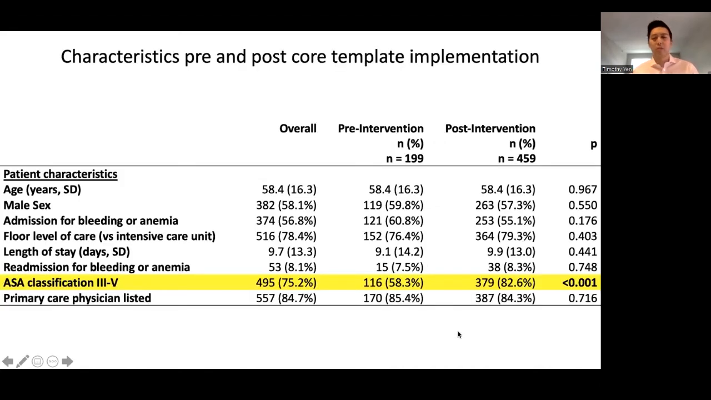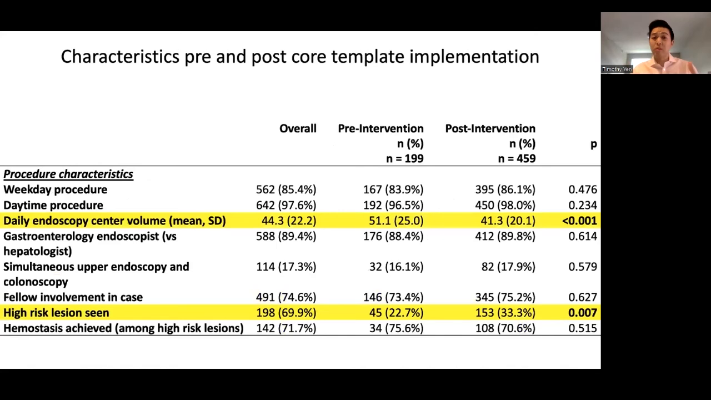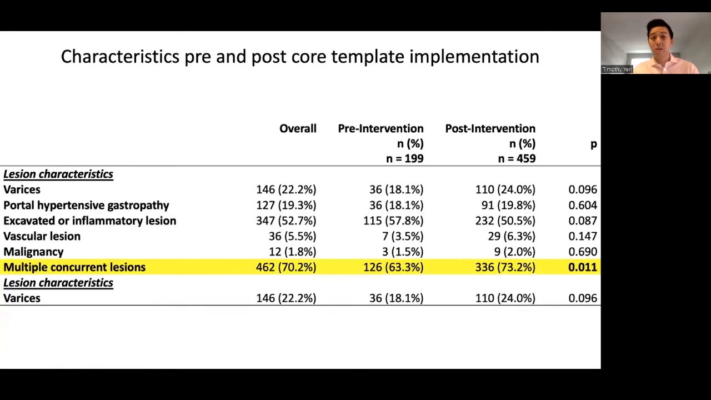There were some baseline characteristics that were a little interesting that we noticed from our study. Pre versus post intervention, after the intervention, patients were overall sicker, so higher ASA, or American Society of Anesthesiologists, classification. So they were just sicker overall. We performed fewer endoscopies after the templates were implemented. There were higher risk lesions, and we tended to see multiple concurrent lesions, so an ulcer and an AVM, or varices and an ulcer or something.